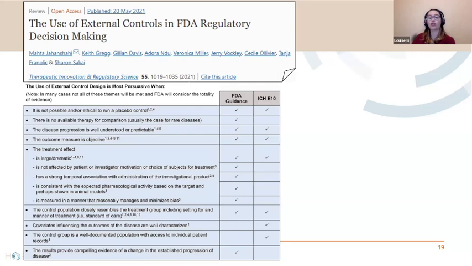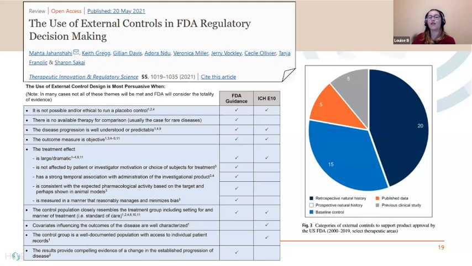And this paper also studied the use of external controls in FDA regulatory decision-making between 2000 and 2019, and 45 approvals were identified where FDA accepted external control data in their benefit-risk assessment. They did so for many reasons, including the rare nature of disease, ethical concerns regarding use of placebo or no treatment arm, the seriousness of the condition, and the high unmet medical need. Retrospective natural history data, including retrospective reviews of patient records, was the most common source of external control. Other types of external control were baseline control, published data, and data from previous clinical studies.